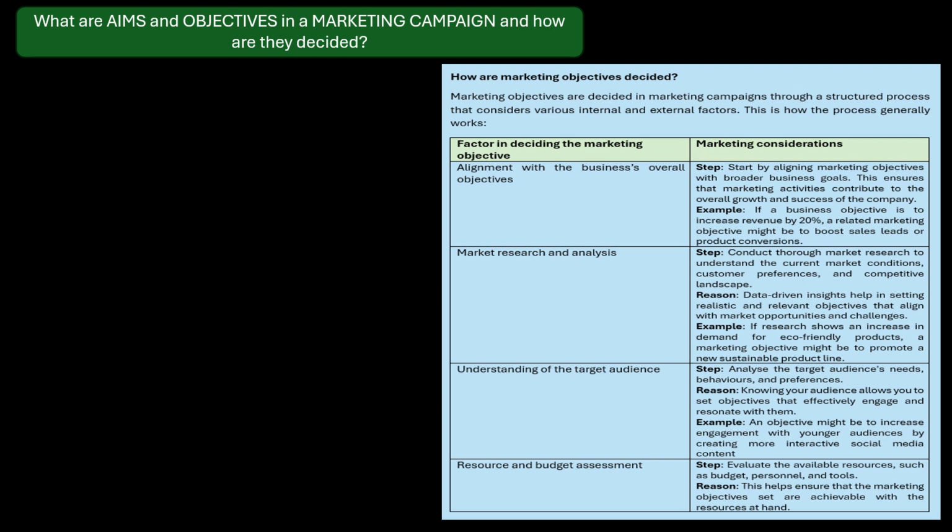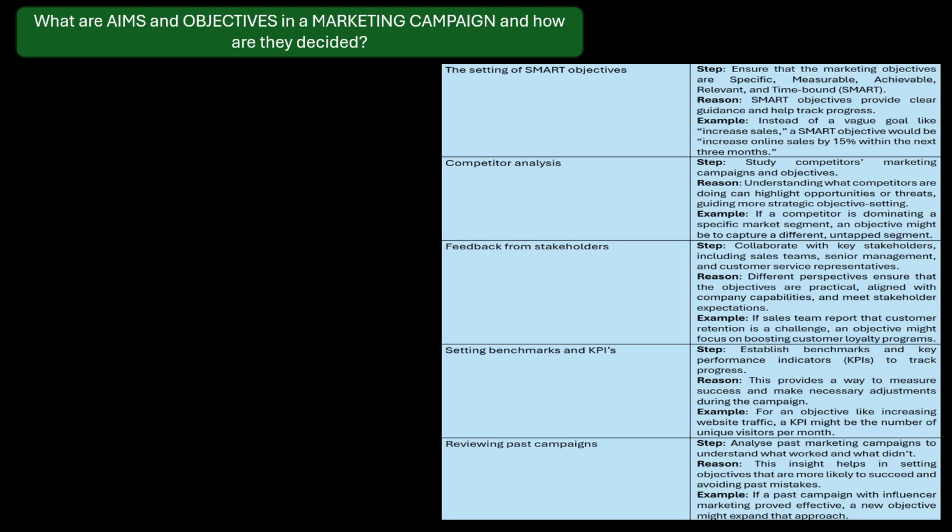Businesses will do an evaluation of the available resources, such as money, personnel, people, and the tools and equipment that they have to enable them to make a marketing campaign successful. Couple more then, the setting of SMART objectives. Well, we know that when we do these aims and objectives that they must be SMART, and I'll talk more about that.